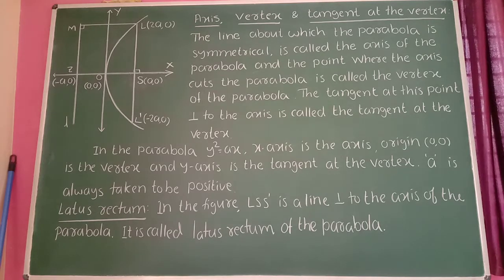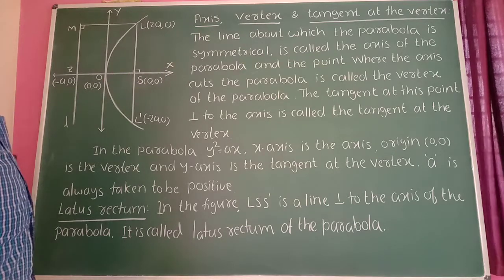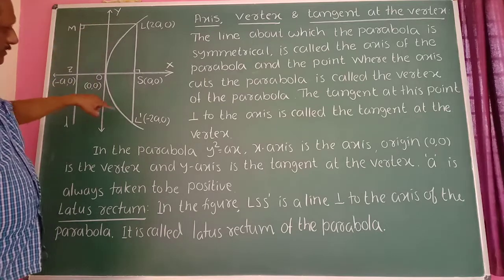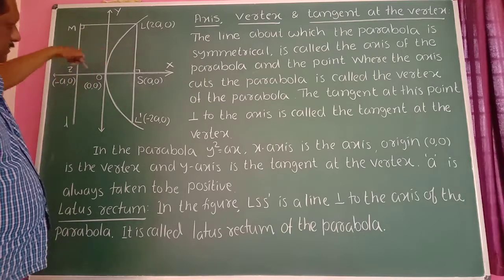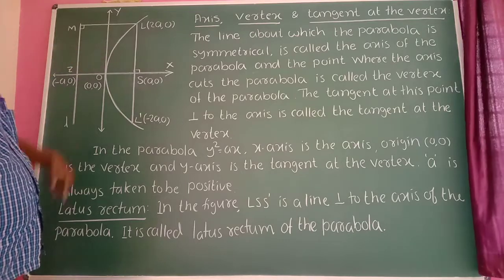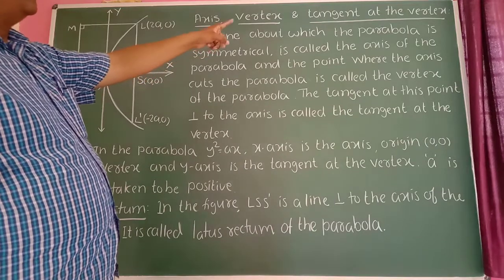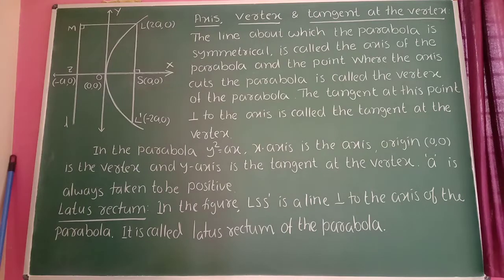So, axis of the parabola and tangent at the vertex. Just observe in this diagram, the line about which the parabola is symmetrical is the axis of the parabola. This is the curve here, and the curve is symmetrical about this axis. Hence this is called the axis of the parabola. The line about which the parabola is symmetrical is called the axis of the parabola.